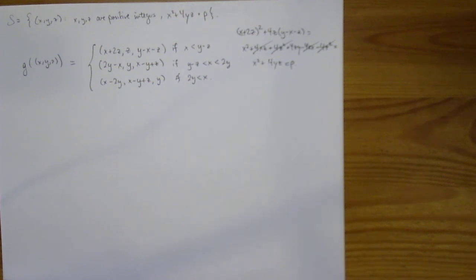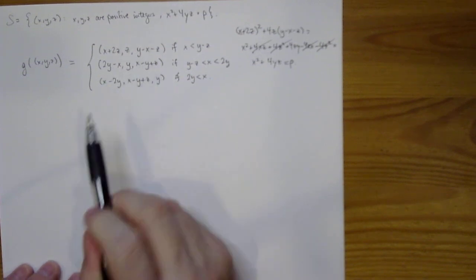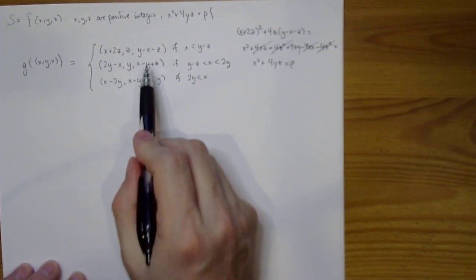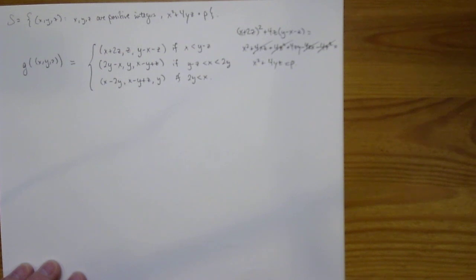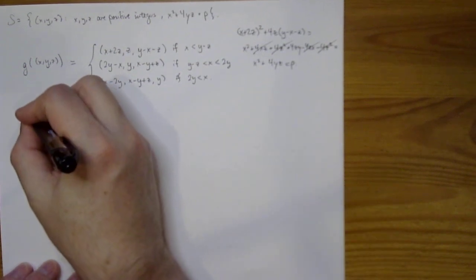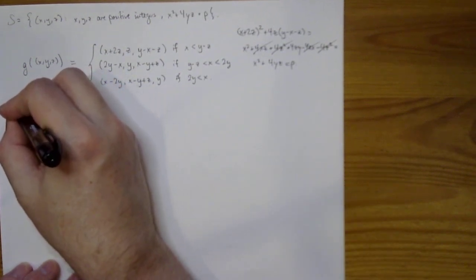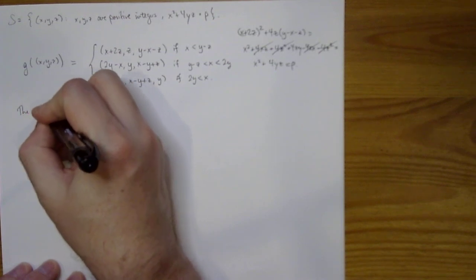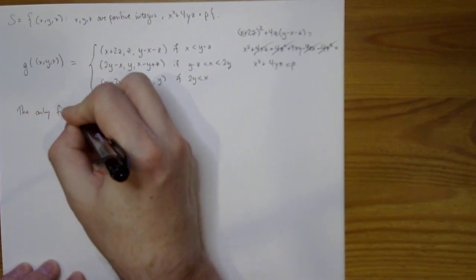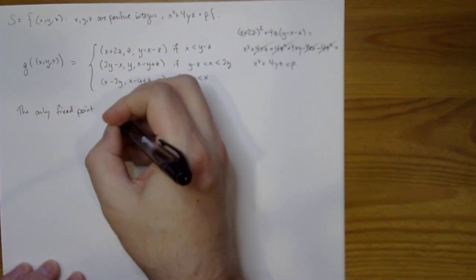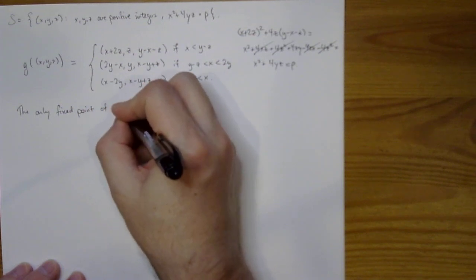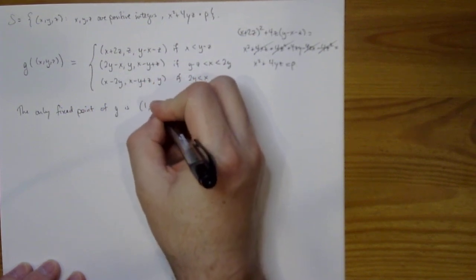One thing that we do have to check is what the fixed points are, and it turns out that the only fixed points are here. It turns out that the one fixed point of this thing is our old friend. So the only fixed point of G, and this is again another detail that I will leave to you, is our old friend 1, 1, K.